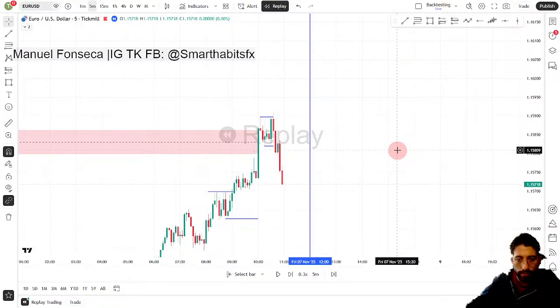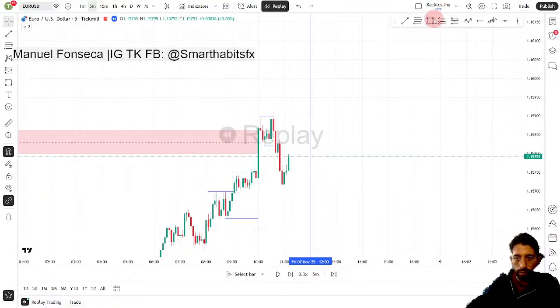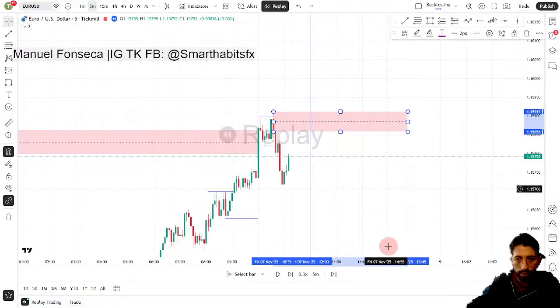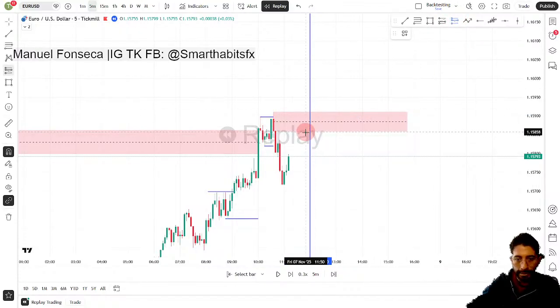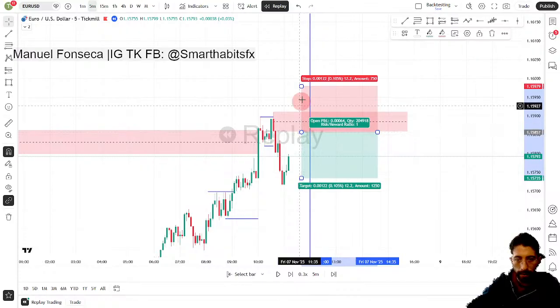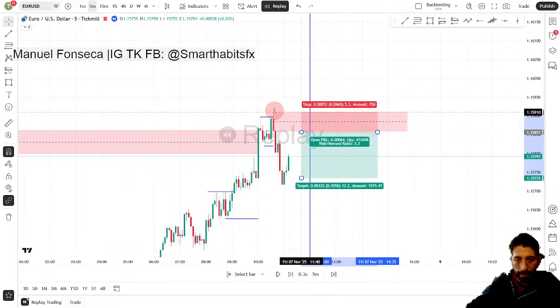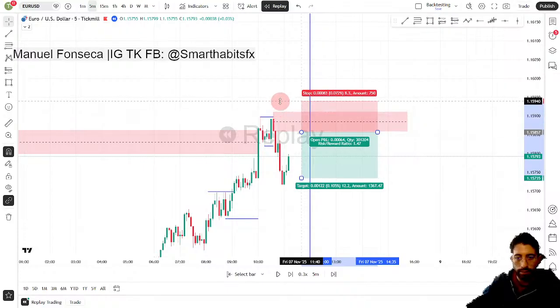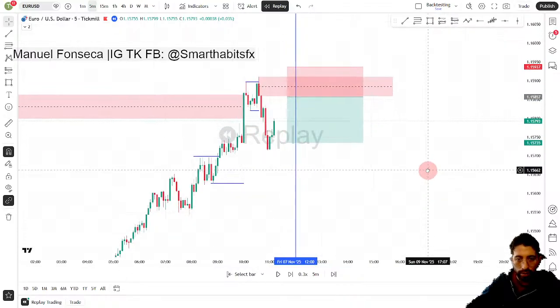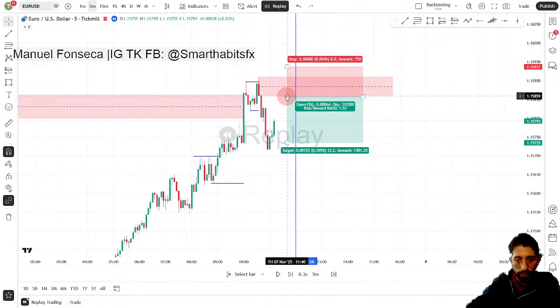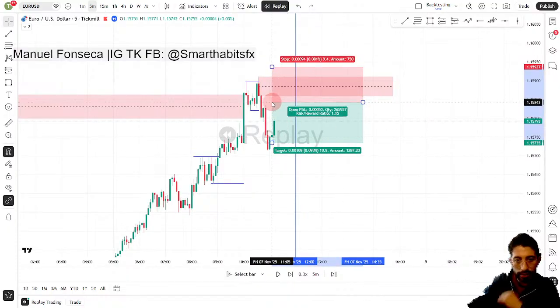Good. Now, what would be our entry point? It could be this one here. And since we're close to being the end of the session in which we work, it means that we have to let this order go by itself. So I would say 10 pips.